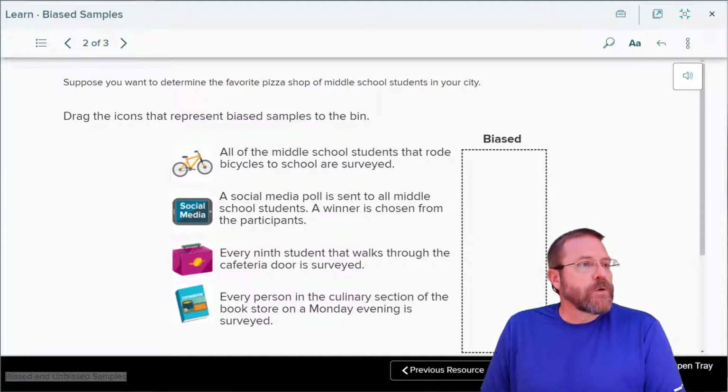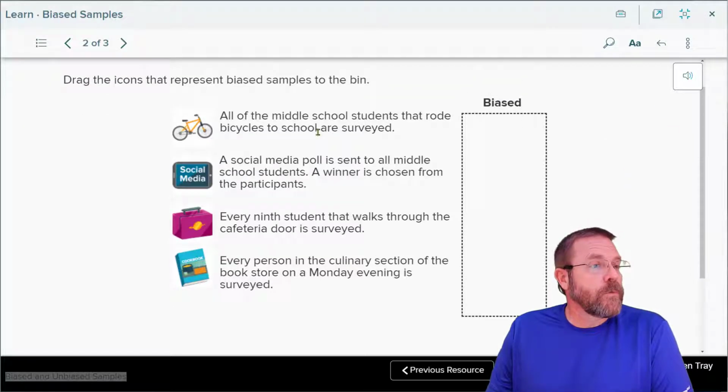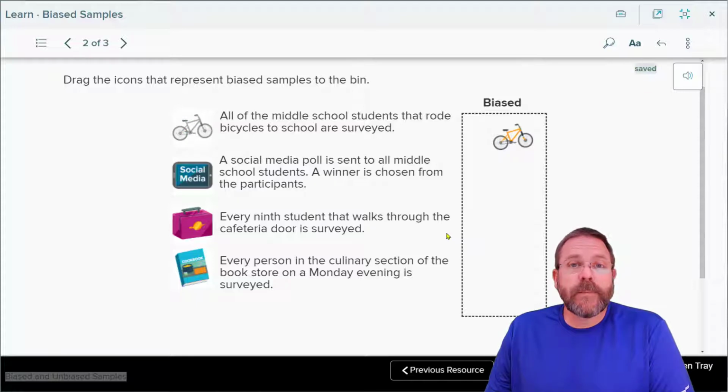Suppose you want to determine the favorite pizza shop of middle schoolers in your city. Drag the icons that represent a biased sample to the bin. Well, first of all, the middle school students that rode a bicycle to school are surveyed. Not very good, because number one, they're going to be the kids close enough to the school to ride a bike. That's definitely going to be biased.